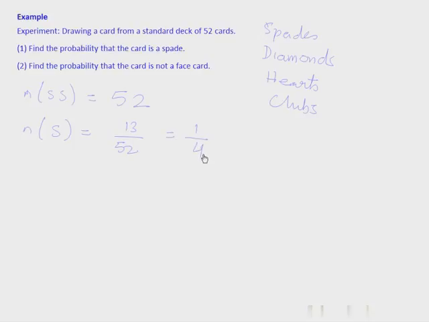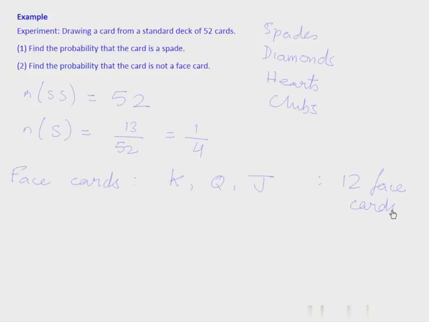Find the probability that the card is not a face card. So what are face cards? Face cards are the king, queen, and the jack, because kings, queens, and jacks have faces. And there are 4 suits in all. Each suit has a king, a queen, and a jack. So there are totally 12 face cards. There's a king, queen, and jack of spades, a king, queen, jack of diamonds, and so on. So we have totally 12 face cards.